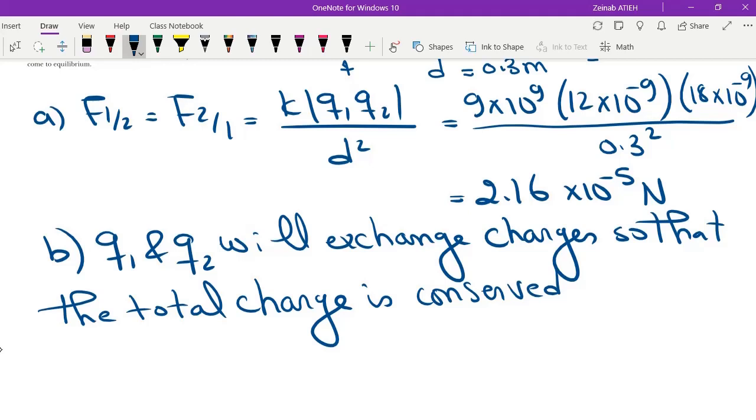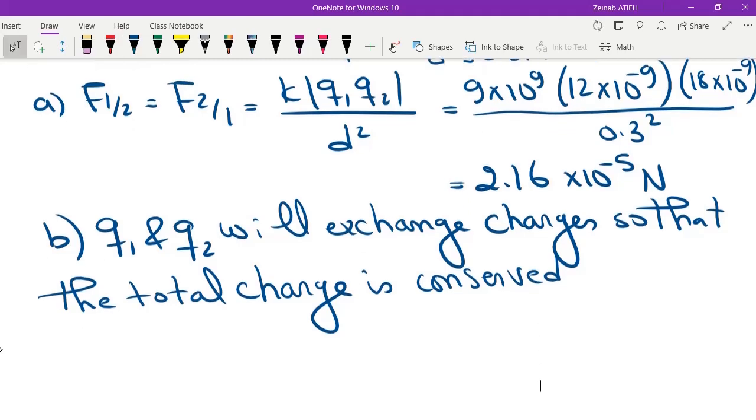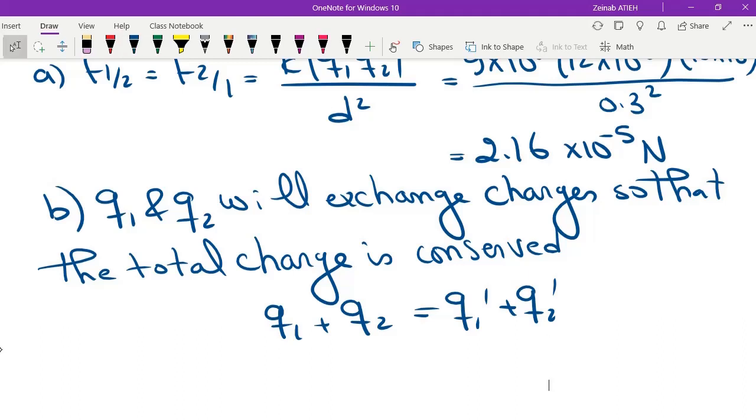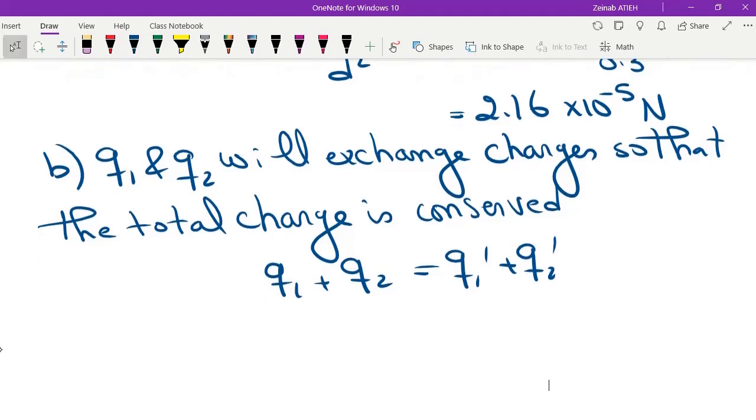Okay, any two balls put in contact: the first had charge Q1, the second had charge Q2. After contact they will have Q1 prime and Q2 prime. So we've got Q1 plus Q2 equals Q1 prime plus Q2 prime. This is the principle of conservation of charge. The charge before is as much as the charge after. Now in the special case when they are identical, Q1 prime equals Q2 prime, they take equal charges after contact.